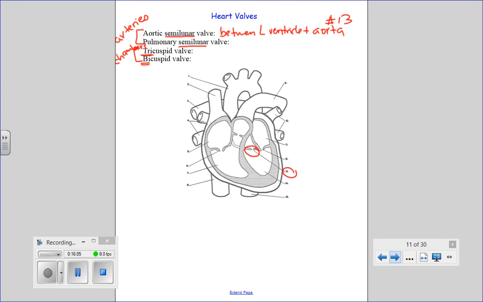Now we mentioned valves earlier when we talked about veins. Veins have valves all over the place, not just at the entrance and exit to heart chambers, but the function is the same. All of these valves are trying to prevent blood from going the wrong way. Blood is supposed to go from your atria to your ventricle and then out through your arteries. And those valves are necessary to make sure blood is going the correct direction.